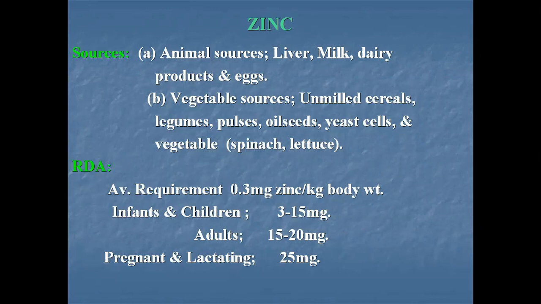Recommended daily allowance: as per the average requirement, zinc is about 0.3 milligrams per kg body weight. Infants and children require 3 to 15 milligrams per day. Adults require 15 to 20 milligrams per day, and pregnant and lactating women require 25 milligrams per day.